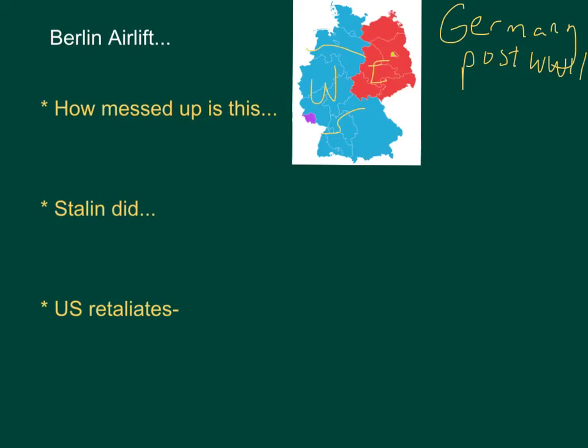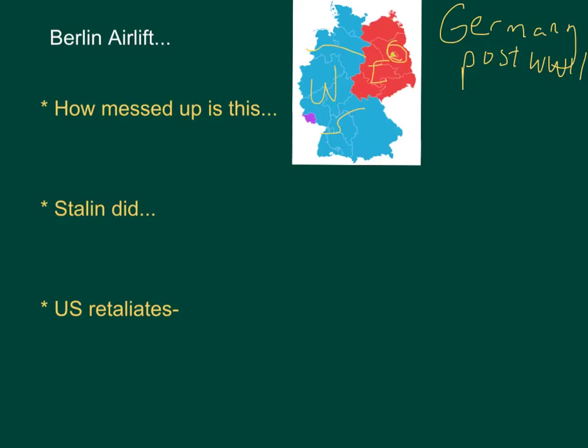Now, we went one step further. If you look at this little dot right here, that is the city of Berlin. And Berlin was also divided the exact same way as Germany. We have West Berlin, which was controlled by France, Britain, and the United States. And we have East Berlin, which was controlled by the Soviet Union.